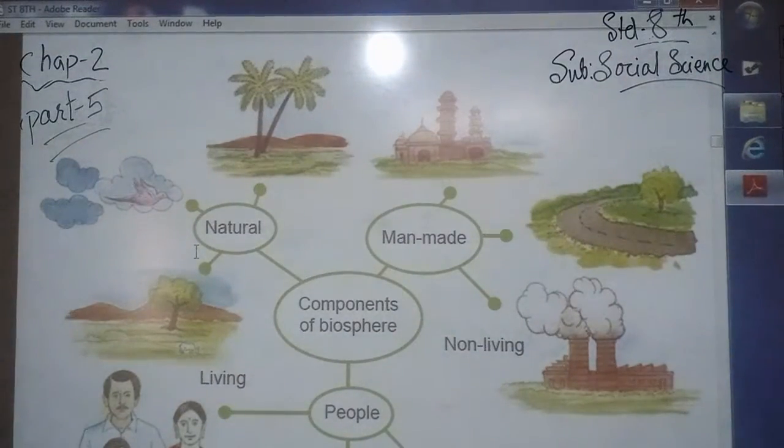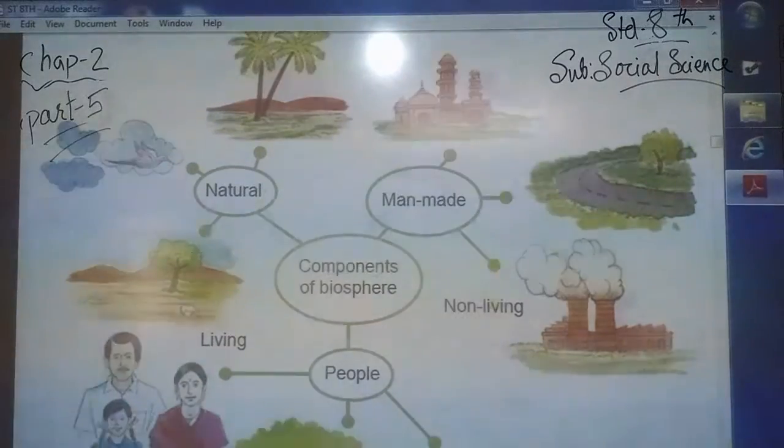First, natural, man-made, non-living, and people. If I talk about the natural, the birds, the plants, the trees, the jungles, all are natural. Now, if I talk about the man-made, the industry sector, non-living, we can say the Taj Mahal monument, the structures, the roads we have made for our satisfaction, are also called man-made, and they are also included in the components of the biosphere.